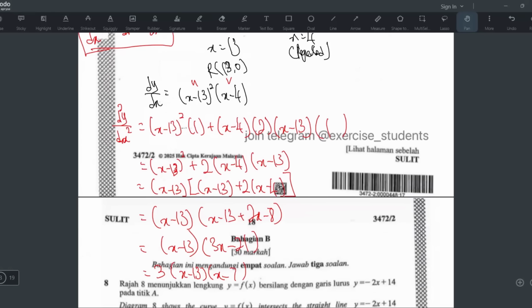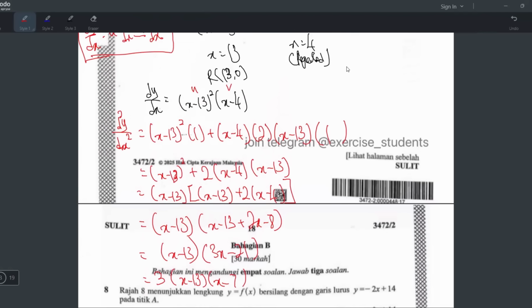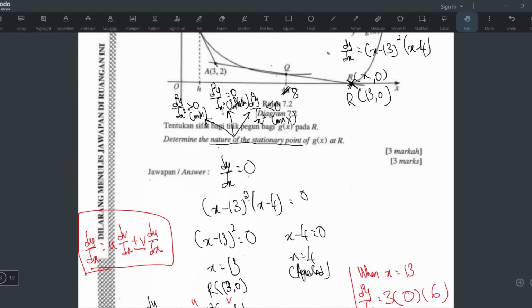So the point R x coordinate is 13. So basically you have to substitute 13 here. Okay, I don't have space. I think I'll write up here. So when x is 13, your d2y/dx2 will be, look here, 3 bracket. The first bracket, substituting 13, 13 minus 13 is 0, and then 13 minus 7 is 6. And if it's 0 here, times 6 is 0. When you multiply everything, you get 0. So then you know already, your d2y/dx2 result is 0, that means it's an inflection point.